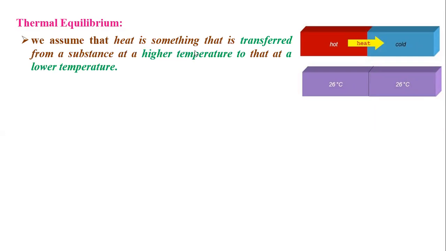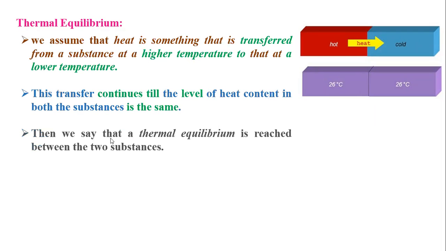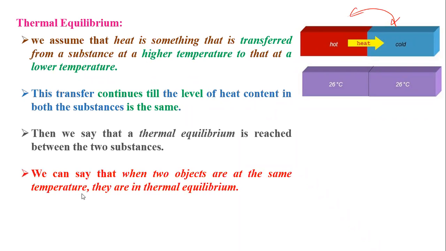We assume that heat is something that is transferred from a substance at higher temperature to one at lower temperature. This transfer continues till the level of heat contained in both substances is the same. You can see here the temperature of both substances is 26 degrees. Then we say that thermal equilibrium is reached. When these two bodies attain the same temperature, at that time we can say that thermal equilibrium is reached. We can say that when two objects are at the same temperature, they are in thermal equilibrium.